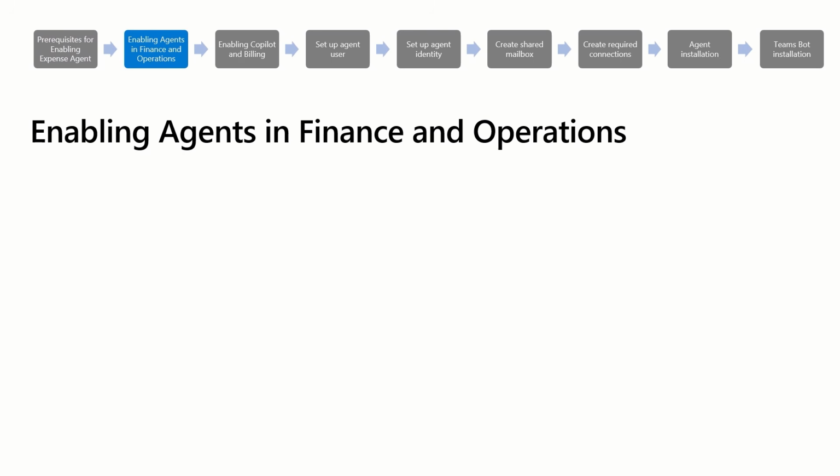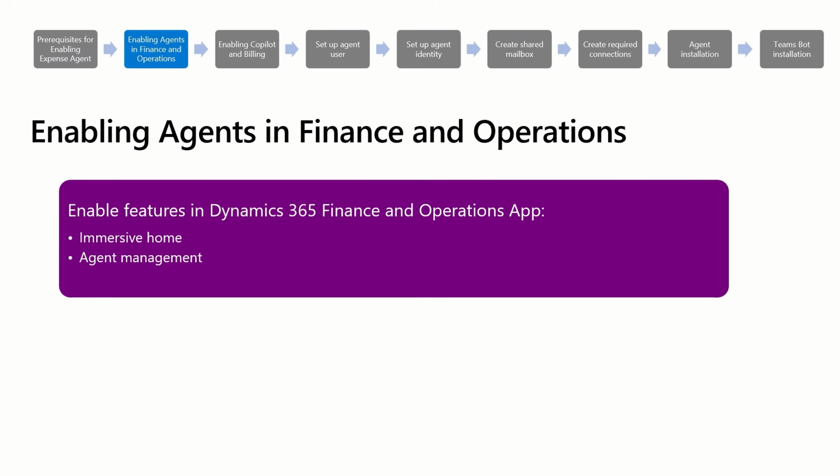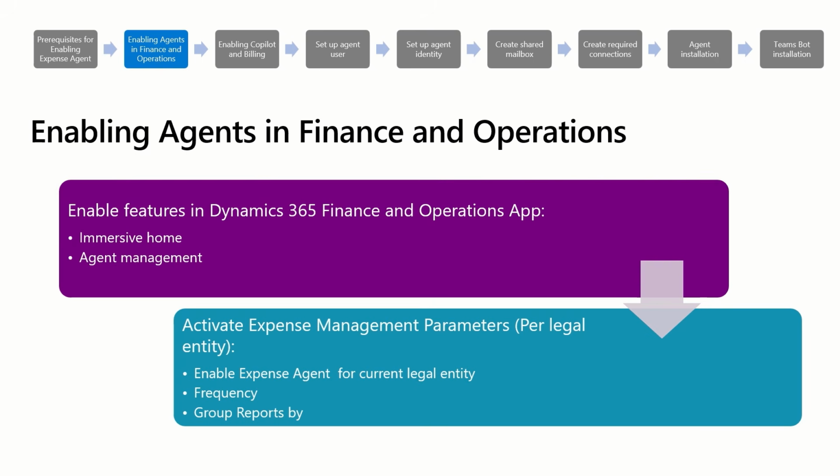Additionally, features must be activated through feature management, namely Immersive Home and Agent Management. Immersive Home introduces a modern AI powered experience as the new default start page in finance and operations, designed to support agents and copilot functionality. Once these features are enabled, we can enable the expense agent per legal entity.